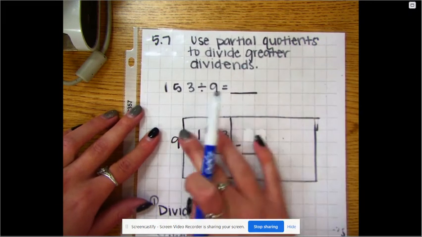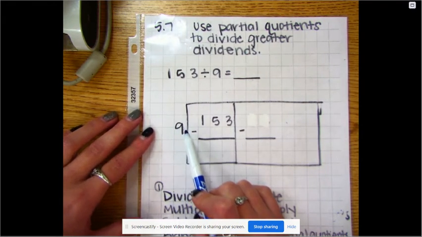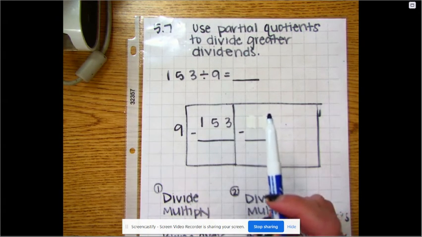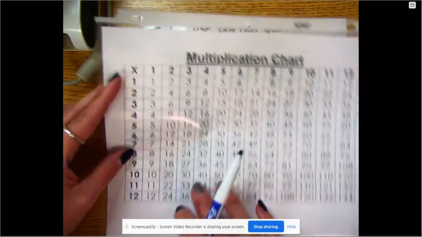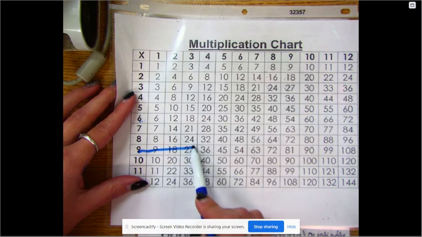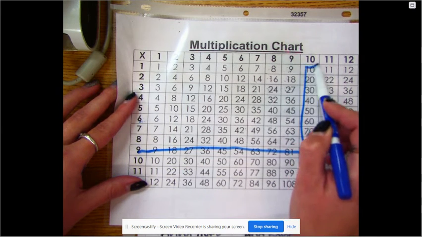Let's go ahead and start using this box method. I'm going to ask myself, how close can 9 get to 153? And remember, when we do this, we want to go with a number that ends in a 0, because that makes it easier when we solve our problem. Okay? So 9. How close can I get to 153? Well, I want to end in a 0, so I'm going to go with a 10 to start. I'm going to go to 90.